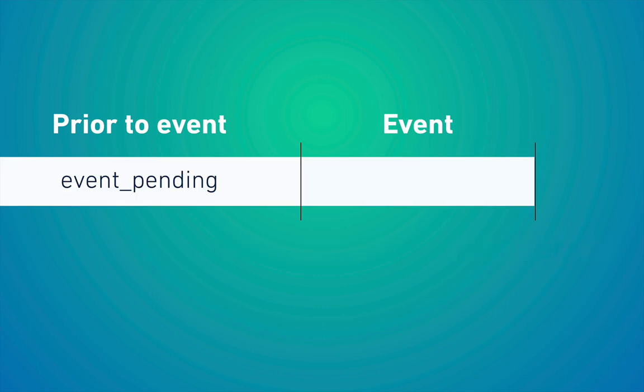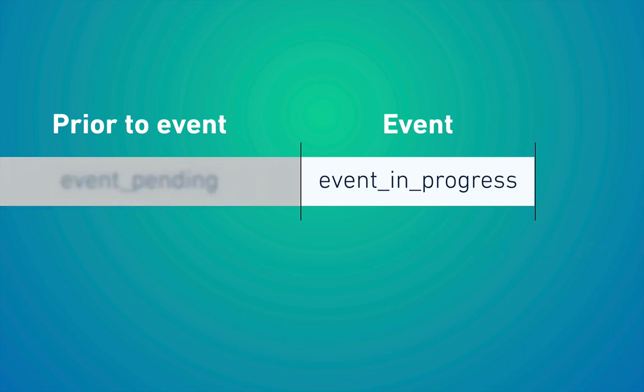The second two tags are a bit more magical because they automatically appear and disappear. The first one being event pending. If a calendar event exists on a ticket in the future, the event pending tag will automatically be added to the ticket and will stay on the ticket until the event starts. And at that point, the event pending tag will automatically be removed.